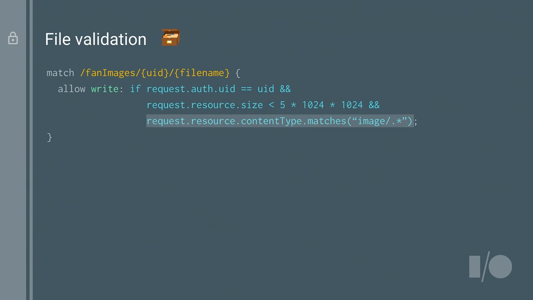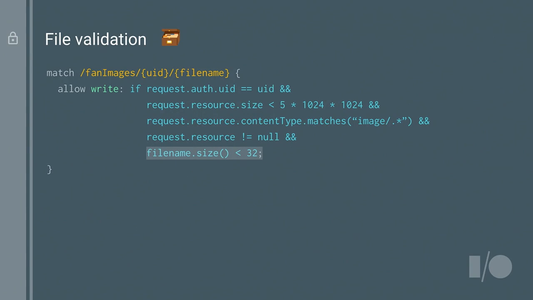We can also do things like check the content type and verify that the content type of the resource we're writing is an image. Even more so, we can actually determine which kind of writes we're going to allow. So we can disable deletes by doing a request.resource does not equal null. And if you think about this, this is saying if I ever try and write a resource to this location that is null, which means that I'm obliterating what is existingly there, then I won't be able to do that. And then finally, we can verify that the file name itself is less than 32 characters.